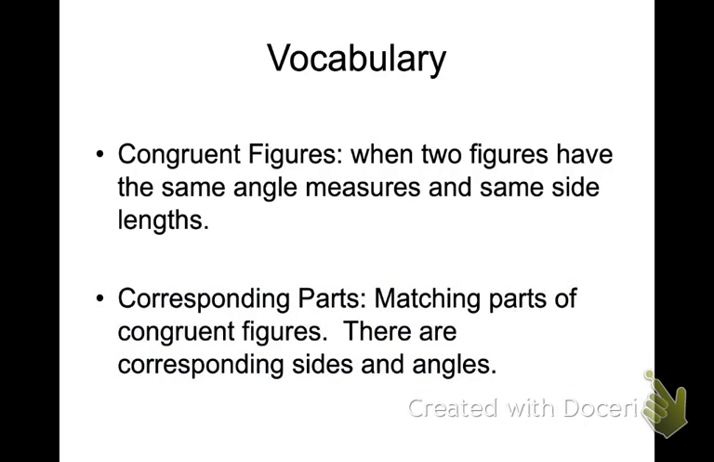When you have congruent figures, you have what we call corresponding parts. And your corresponding parts are the matching parts of congruent figures. And there are going to be corresponding sides and angles. And the number of those corresponding parts will depend on the type of shape that it is. So if a triangle and a triangle are congruent to each other, then you would have 3 congruent sides, 3 congruent corresponding angles. If it was a quadrilateral, then you'd have 4 congruent corresponding sides and 4 congruent corresponding angles. Okay, so you'll see what I mean on this next example.